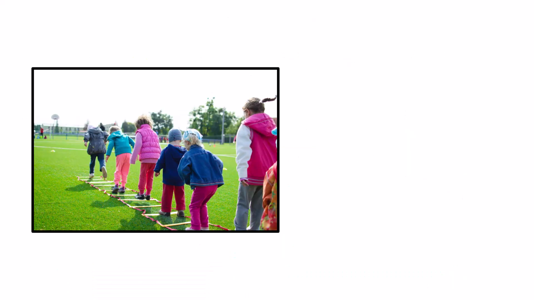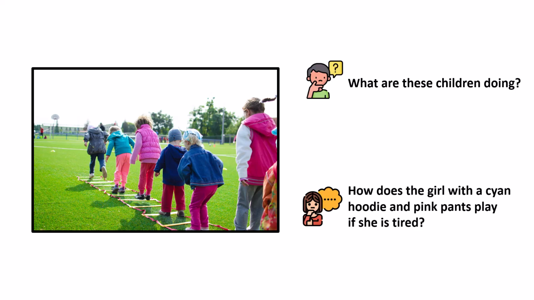When we as humans see a picture like this, we can ask ourselves questions like, what are these children doing? Or how does the girl with the cyan hoodie and pink pants play if she's tired? But to answer these types of questions, we need the ability to interpret the images. In addition, we also need some understanding of world knowledge, like knowing what happens if a person becomes tired.